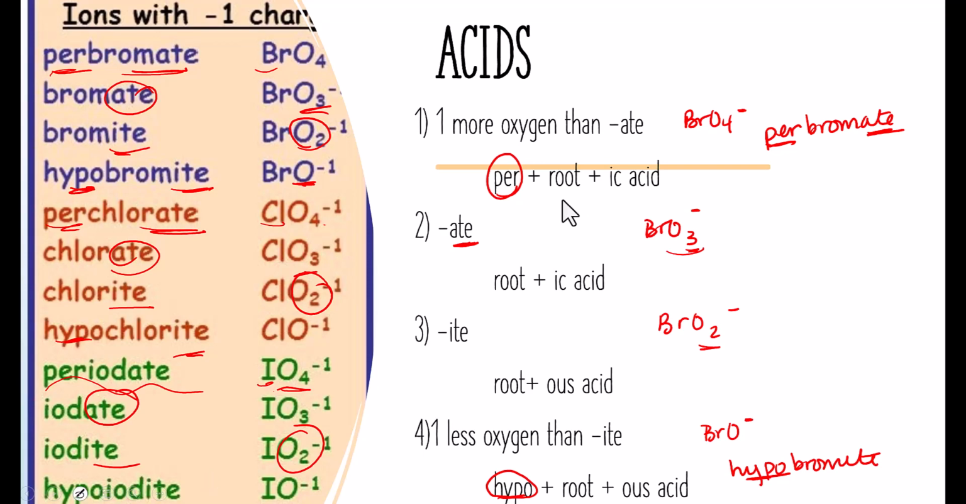It is root-ic acid for the ate endings. Ate ending, again, root-ic acid. For the ite endings, it's still root-ous acid. The only difference is if it's perbromate, we must stick the per in front. If it's hypobromite, we must put the hypo in front. This is not hydro, but hypo.